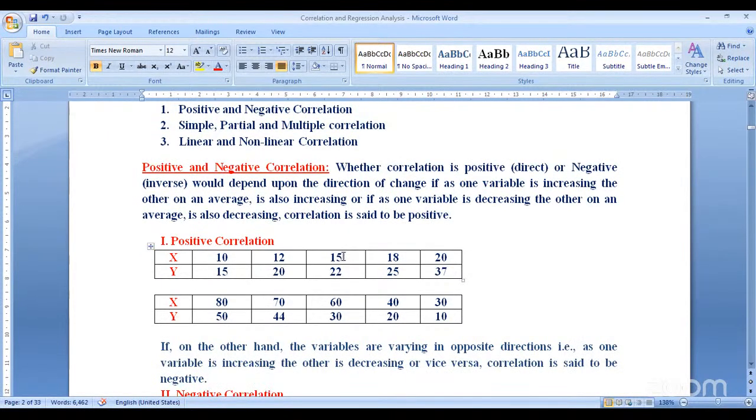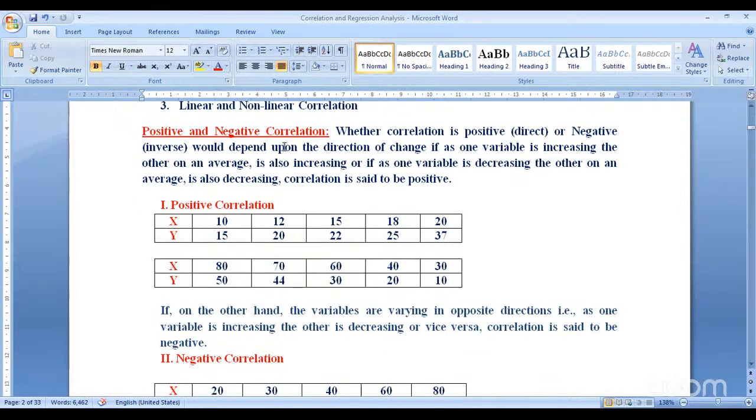Okay. How many types are there? There are positive, negative, simple, partial, multiple, linear, and non-linear. Positive and negative correlation: whether correlation is positive, direct, or negative, inverse, would depend upon the direction of change. If one variable is increasing, the other on an average is also increasing, or if as one variable is decreasing, the other on an average is also decreasing, correlation is said to be positive.